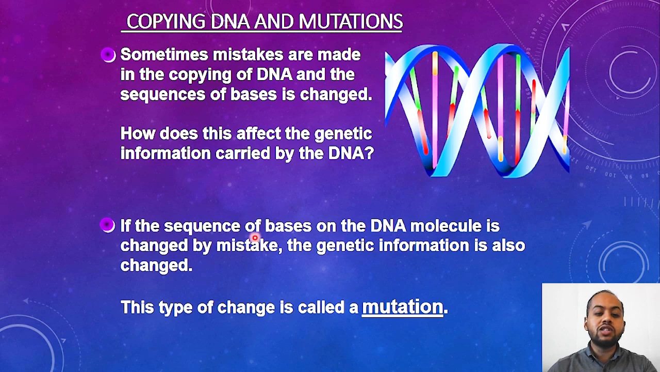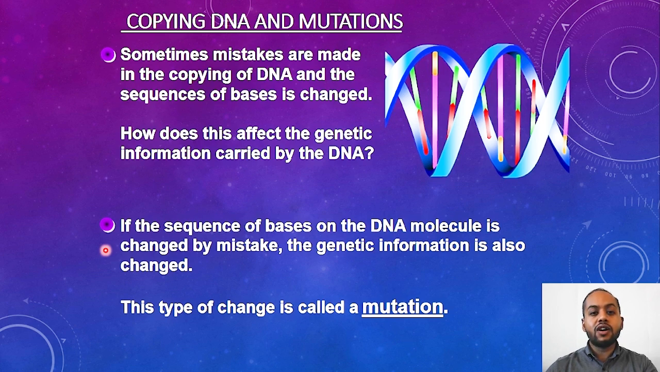So if the sequence of bases on the DNA molecule is changed by mistake, then the genetic information is also changed. What do we mean by that? Remember in the previous video, we said that one of the main functions of DNA is that it provides hereditary information. And then we also said that DNA provides the code for protein synthesis.